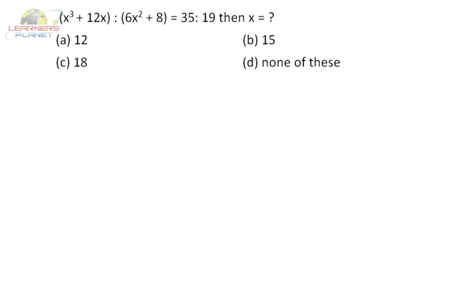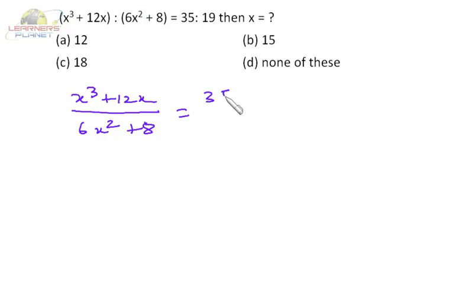Now let's see this question. (x cube plus 12x) upon (6x square plus 8) is equal to 35 by 19. Now we have to find out the value of x. Seems to be a tedious problem.